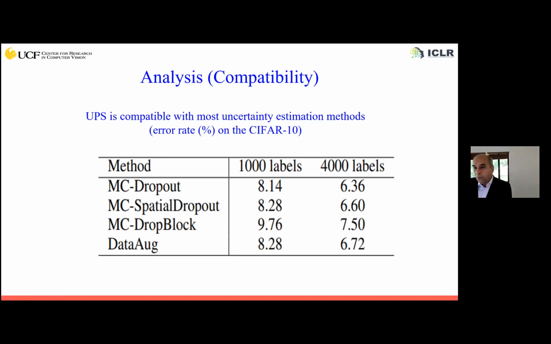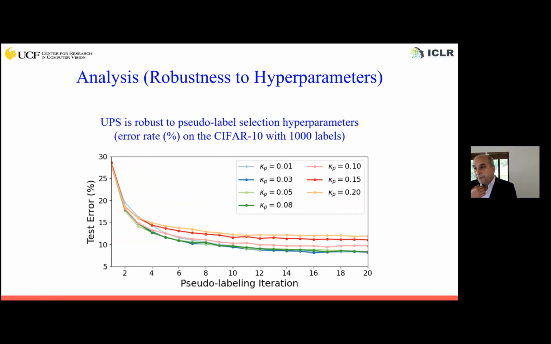Also, our method is not dependent on any particular method for finding the uncertainty. It works for MC dropout, other special dropout, and so on. So that is also good. And also it's robust to the hyperparameters, as we talked about, the threshold of the uncertainty, and also for the confidence. And these are different values of that hyperparameter. As you see, the test error is pretty similar.